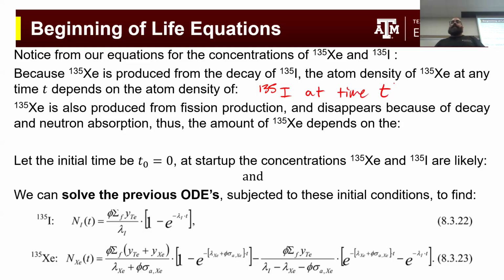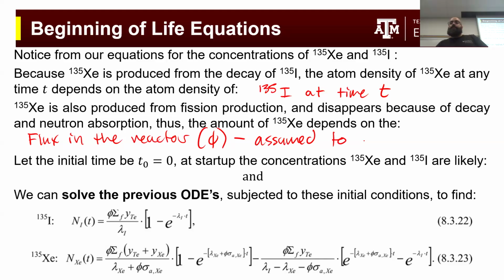How much xenon I have at some time t is going to depend on how much iodine I have at that time. And then xenon itself gets produced from fission. So that means that the production of xenon depends on the flux, and it gets lost because of absorption. So the amount of xenon there, its production and its loss, both depend on the flux. And we can call that phi. And we can assume that it's constant. We can treat the flux as being constant in these problems.